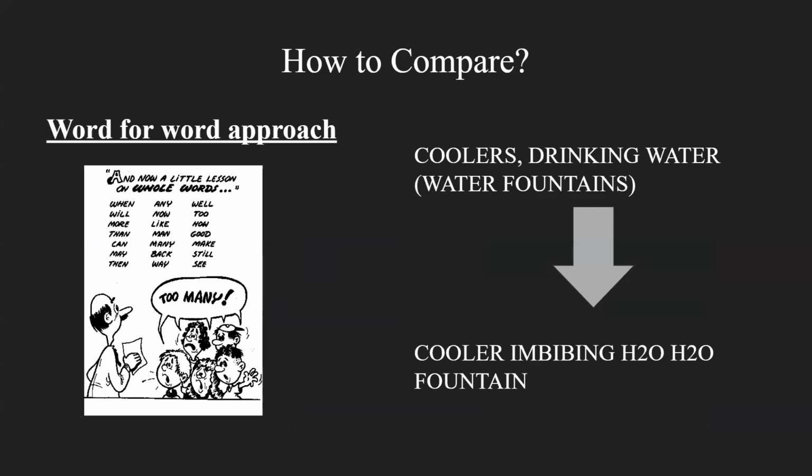So now comes how to compare. Using a word-for-word approach would be much too tedious, seeing as we're working with an Excel file with around 148,000 rows. Not only would it take too long and be too tedious, but something, for example, like coolers, drinking water, water fountains would turn into cooler imbibing H2O fountain. And that just doesn't really work for what we need it to.